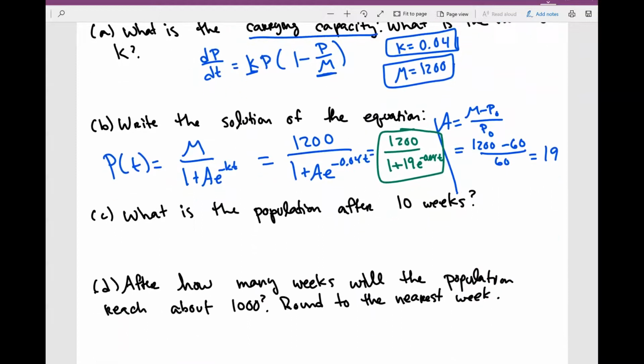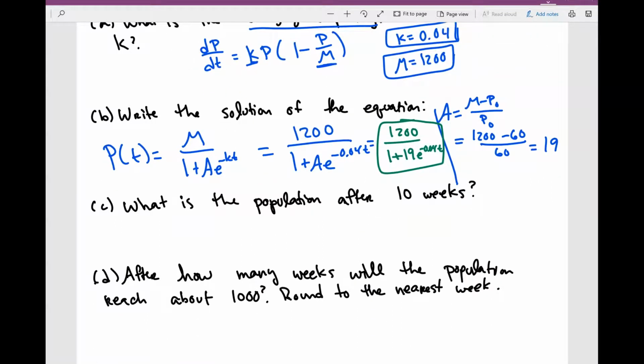All right, so part C says, what is going to be the population after 10 weeks? All we have to do is just plug it in.